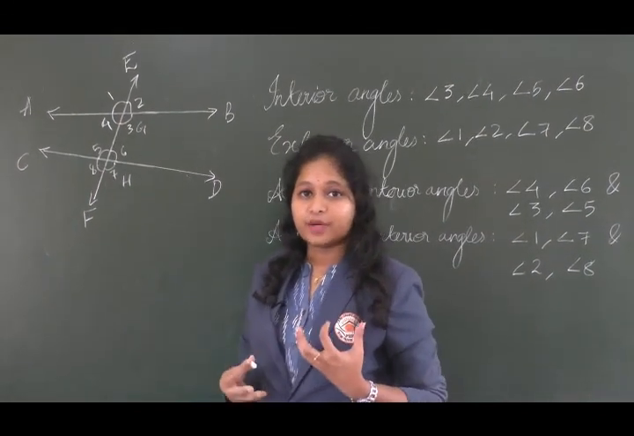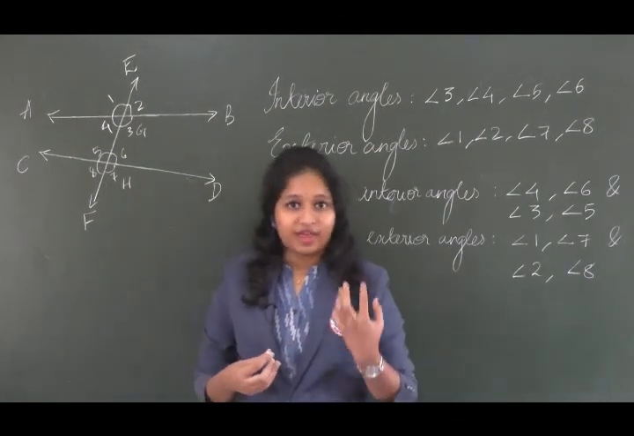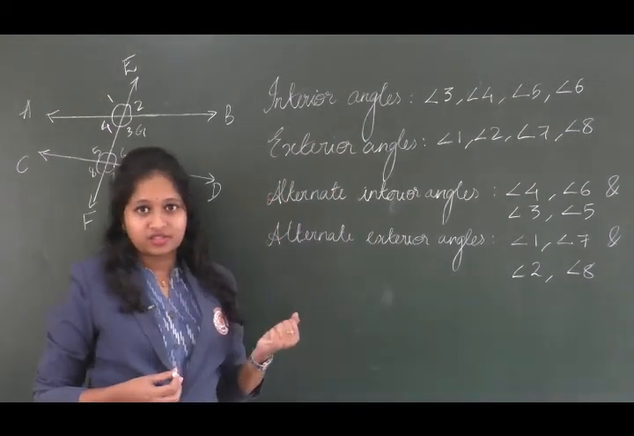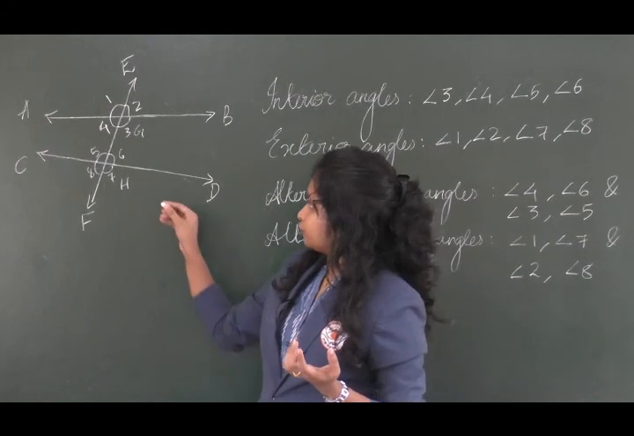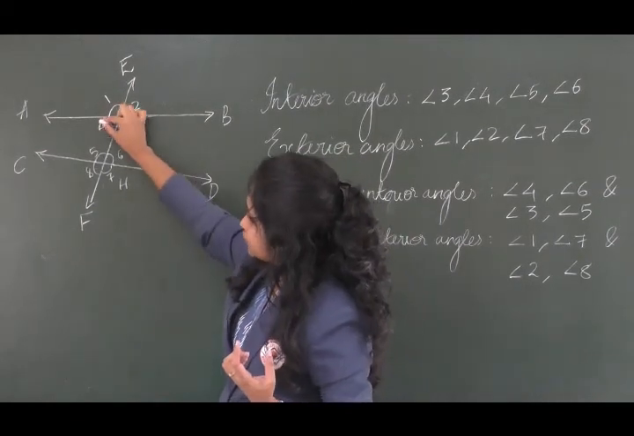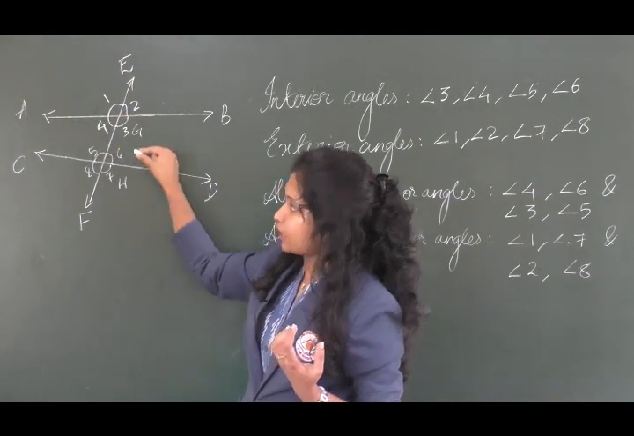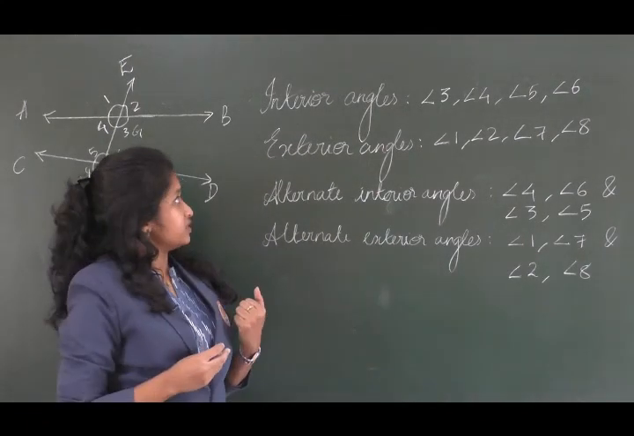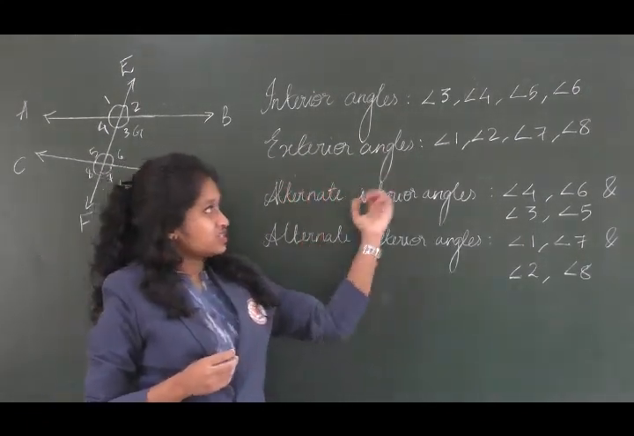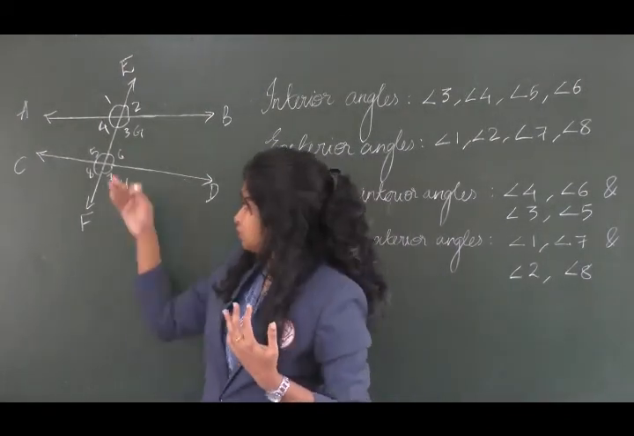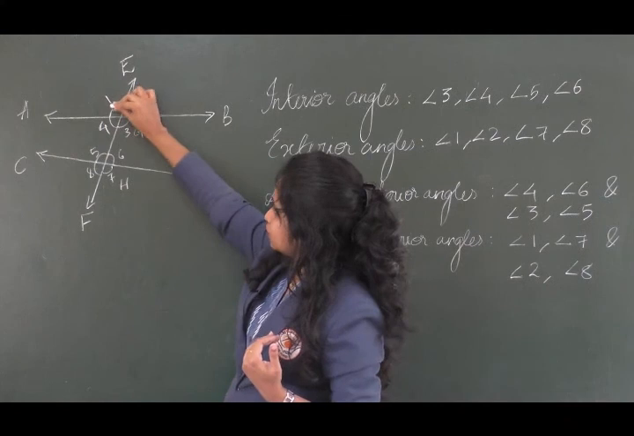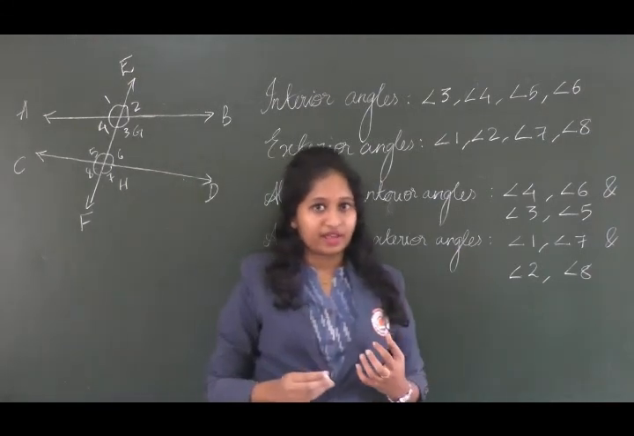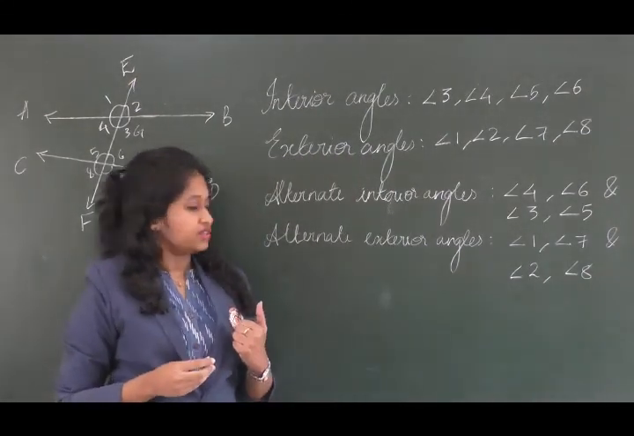So now let's learn about the 6 types of angles formed here. The first one is interior angles. What are interior angles? If you observe here, the angles which are interior, that is 3, 4, 5, 6. All these 4 angles are called interior angles. And next is exterior angles. Which are exterior? Which are outside. That is 1, 2, 7, 8. 1, 2, 7, 8 are the 4 angles which are exterior angles.